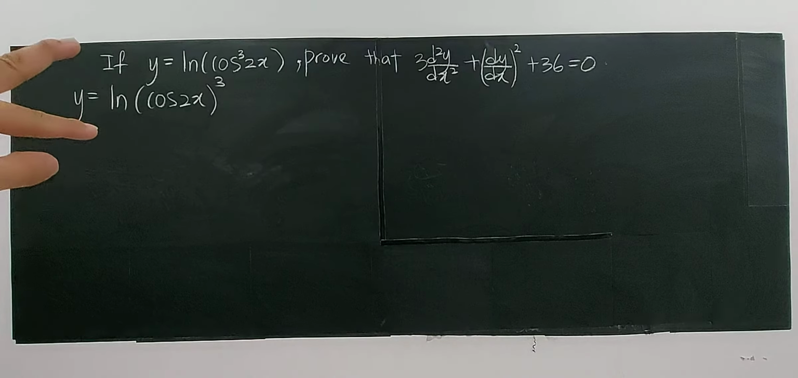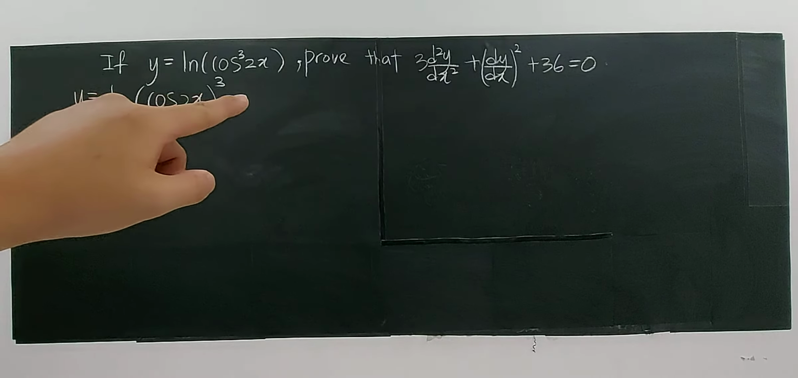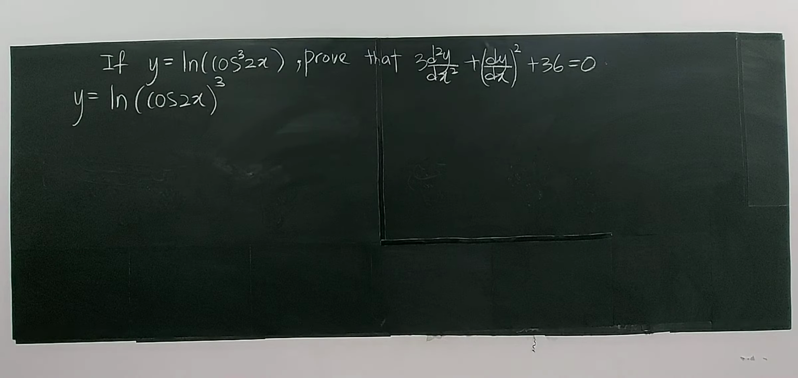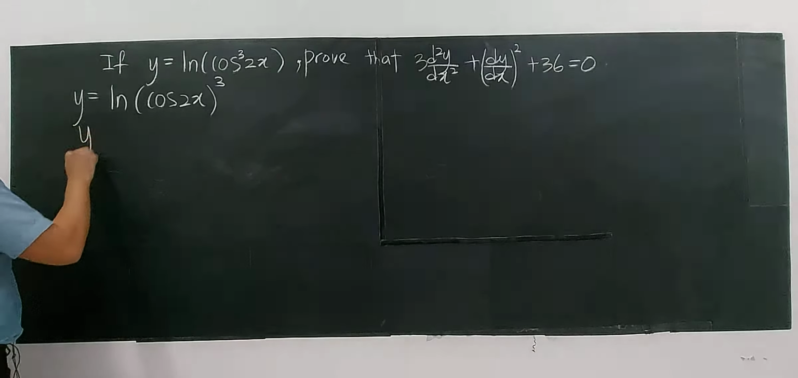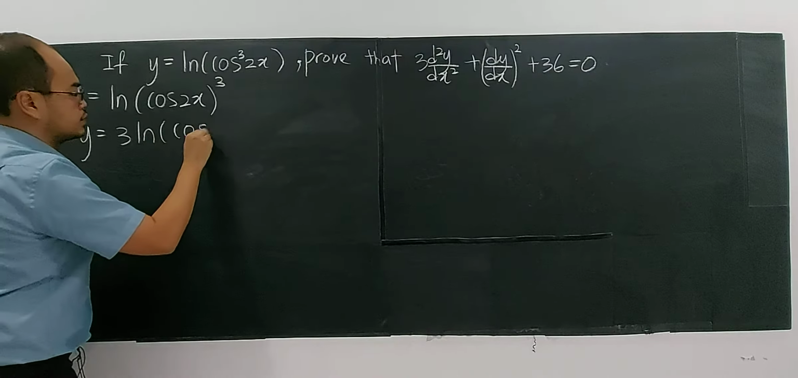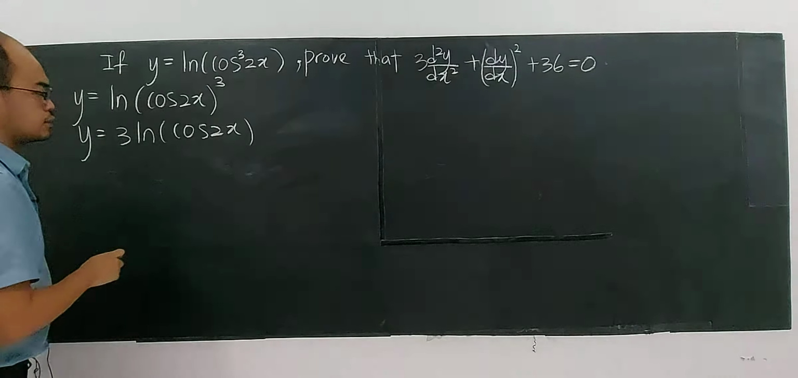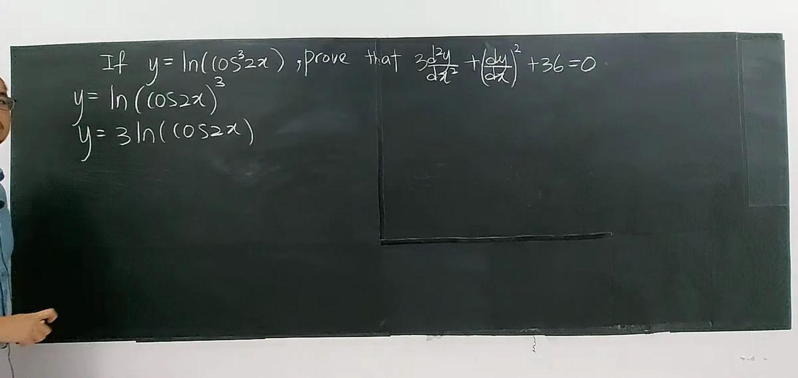So for me, I suggest that you bring down the 3, because this is ln, so you can use the law of logarithms. You bring down the 3 first before you differentiate. You are not differentiating yet, you are just simplifying. So now you have 3 ln cos 2x. With this line, it becomes easier to differentiate.